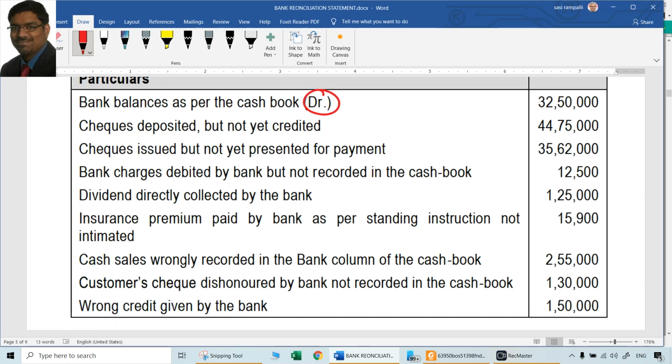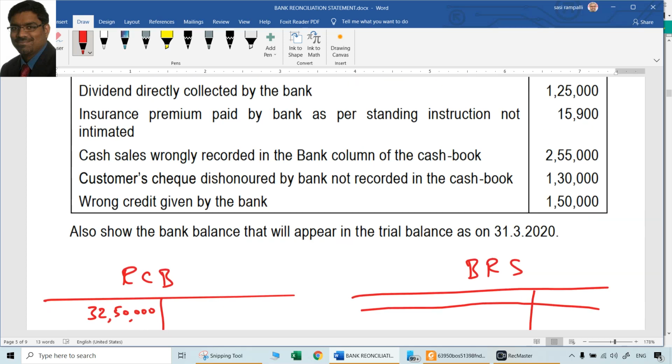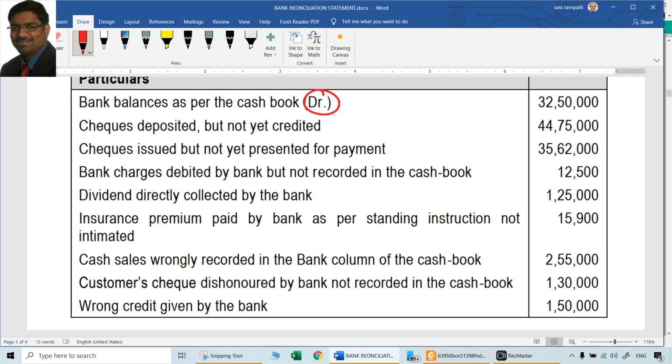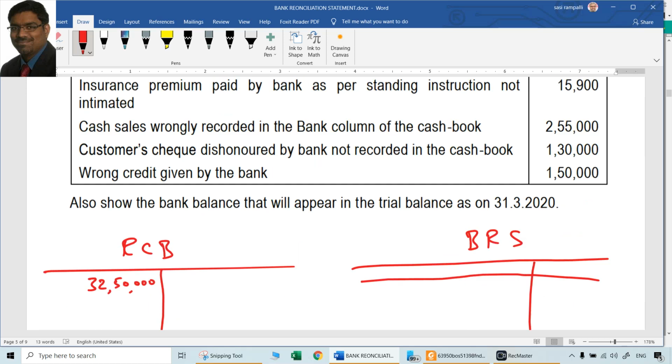Next, checks deposited but not yet credited. Deposited but not yet credited means we would have debited our cash book, because of which our cash book balance would have been more. But the bank has not yet credited. Why? Because the checks were not yet presented maybe. So because of that, passbook balance will be low, which means cash book balance would have been higher. Because they are deposited already, the entry would have been made in the cash book.